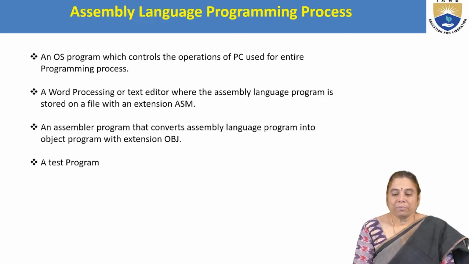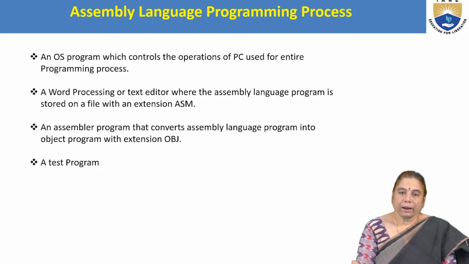So how can the assembly language program be processed? An operating system is required for controlling the computer, and a text editor or a word processor software is required to type and edit the program, and an assembler program and a test program are required for assembly language program processing.